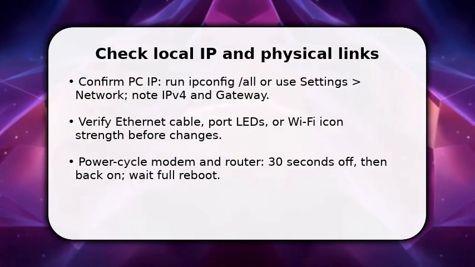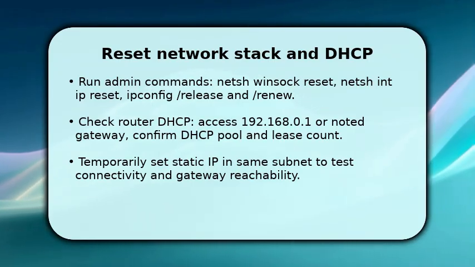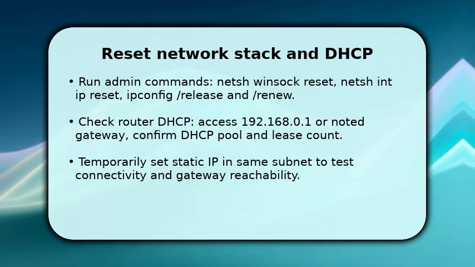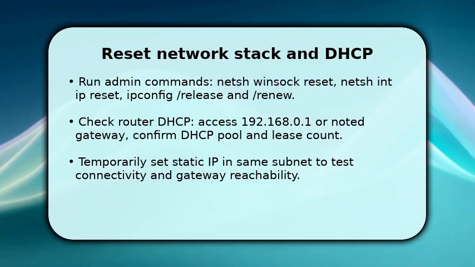Make sure to wait for the router to fully boot so DHCP and routing services come back online. Next, reset the Windows network stack to remove corrupt entries. Run netsh winsock reset and netsh int ip reset, then ipconfig /release followed by ipconfig /renew. This forces a fresh DHCP lease.